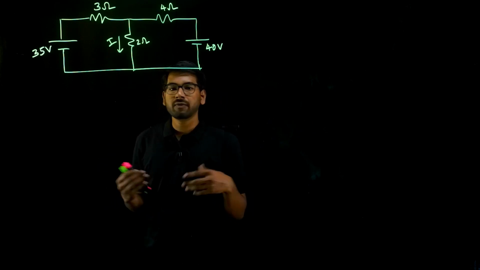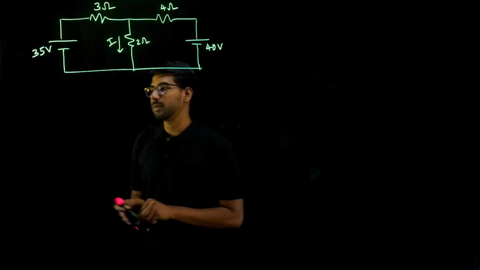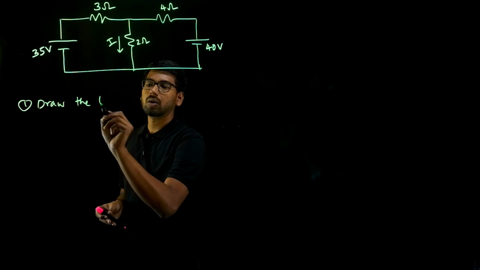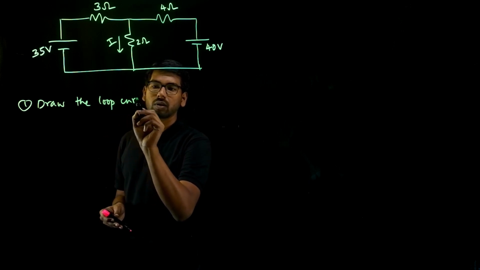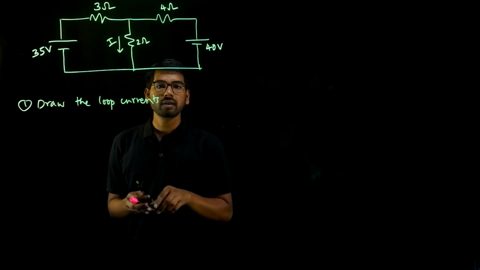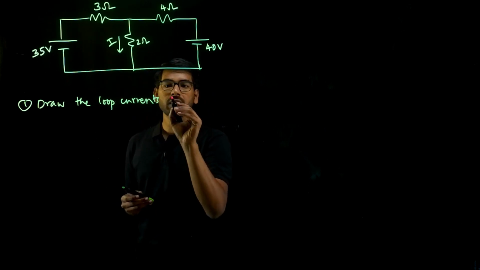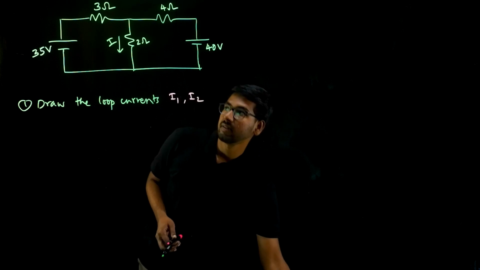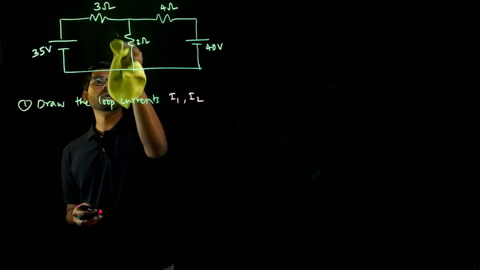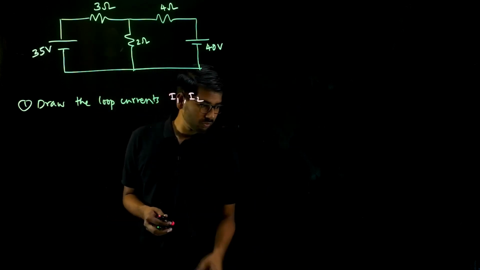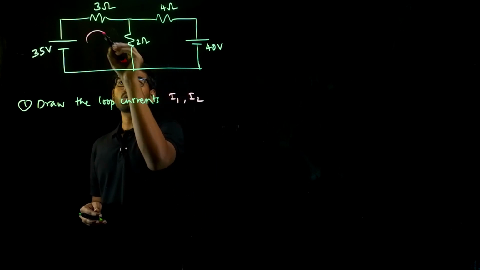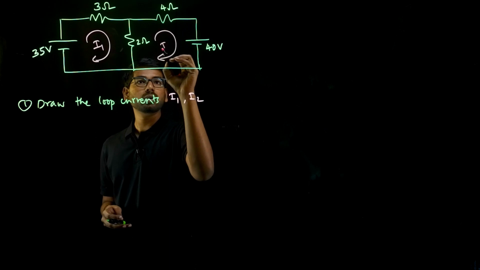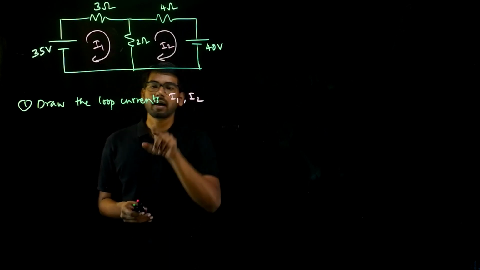So what is the first step in Kirchhoff's law? The first step is draw the loop currents. So what are the loop currents? Here there are 2 loops, so there are 2 loop currents, I1 and I2. Okay, let me erase this. So loop current 1 is here and loop current 2 is here. This is I1 and I2.